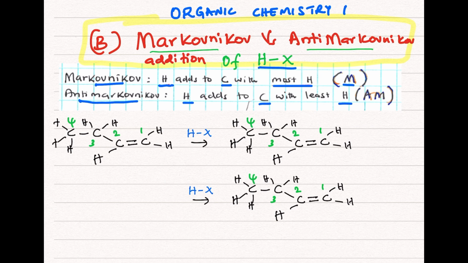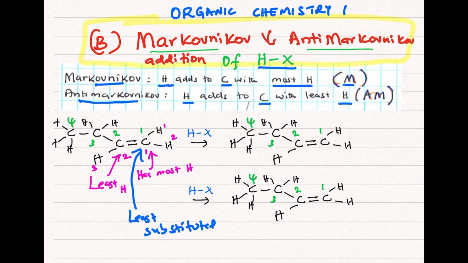Now, if we look at the example I have here, you'll see that carbon 1 and 2 are double bond carbons. Then we have to consider how many hydrogens are on each carbon. You'll see that carbon 1 has 2 hydrogens, while carbon 2 has 1 hydrogen. Because of that, we say that carbon 1 has the most hydrogen, while carbon 2 has the least hydrogen. Carbon 1 is least substituted. Carbon 2, on the other hand, is most substituted.